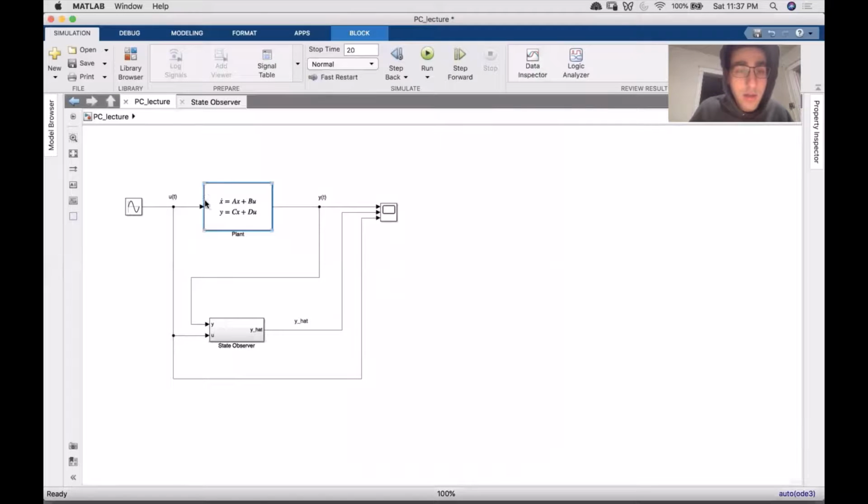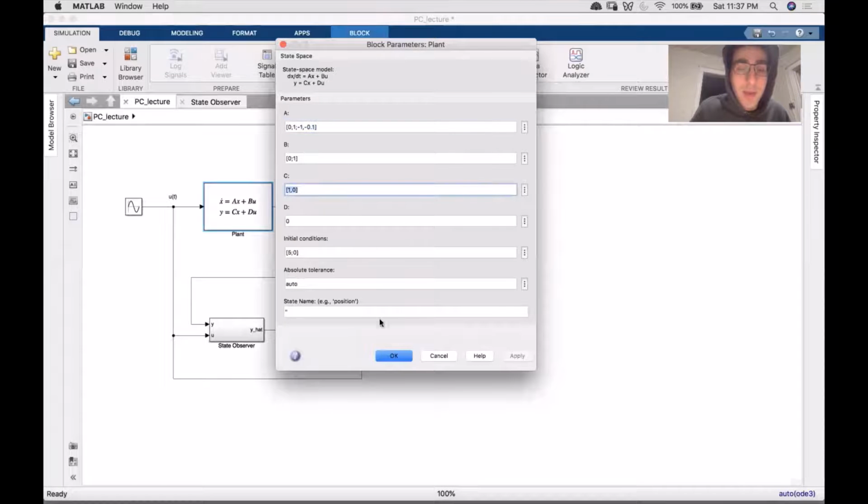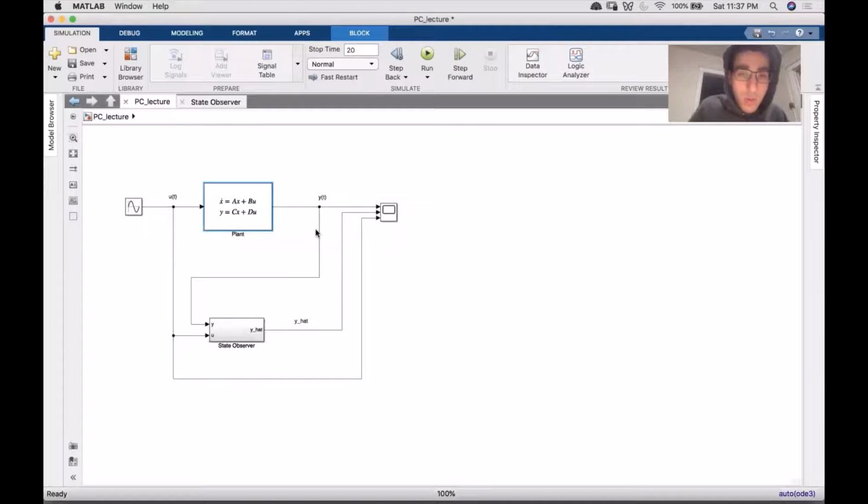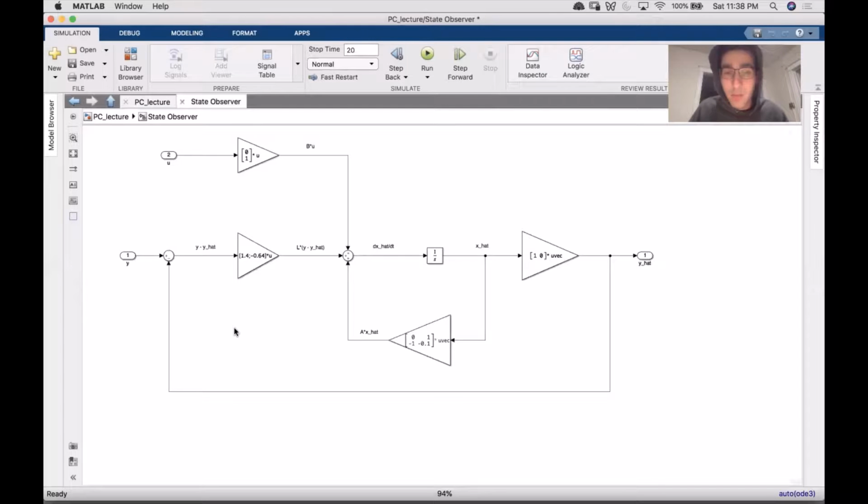So this block here will compute the dynamics of our actual system given a single input U and a single output Y, which in this case is the position of the mass over time. And so what we're doing now is taking U of t and Y of t and feeding them into this state observer.